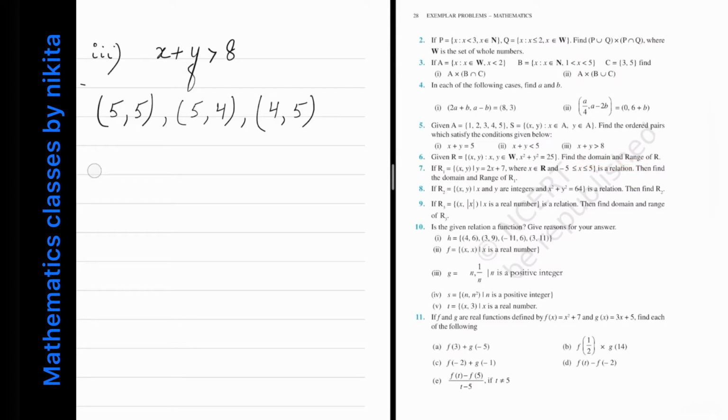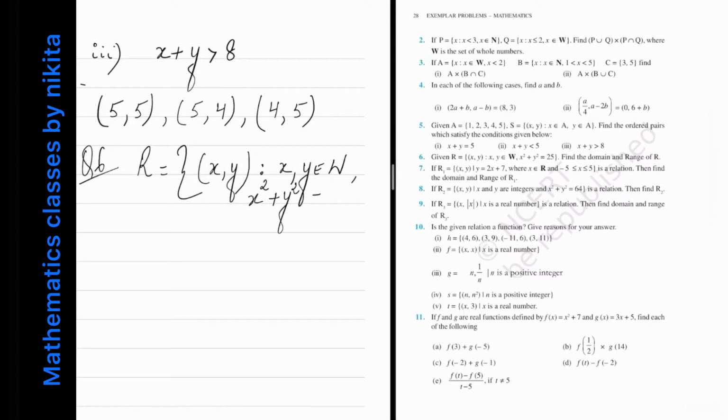Okay. So question number 6. First of all, it is given that the relation R is all those (x, y) such that x and y are coming from the set W and x square plus y square is equal to 25. Now W is the set of whole numbers. Whole numbers are numbers starting with 0 and 1, 2, 3, 4, all like this. Okay. Now first of all we have to write the roster form of this relation.